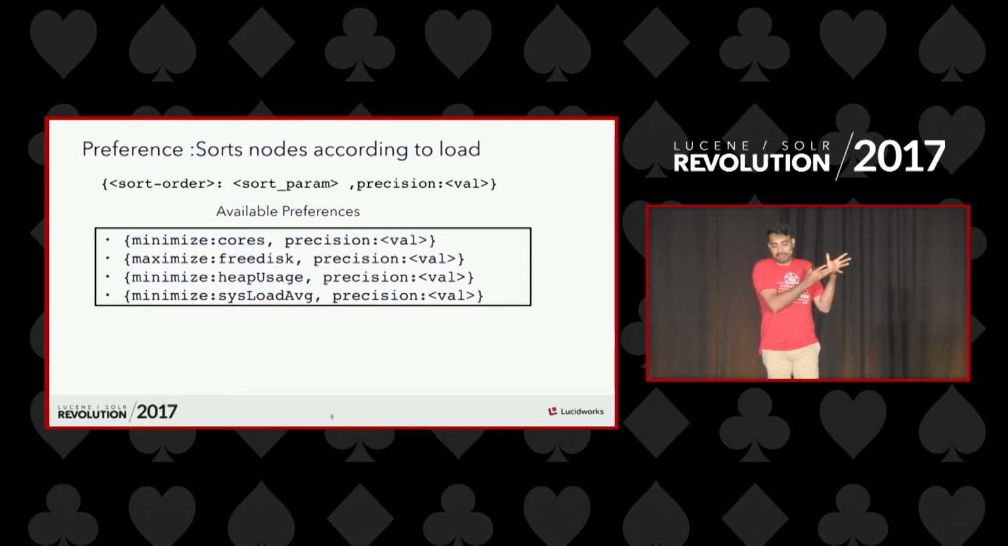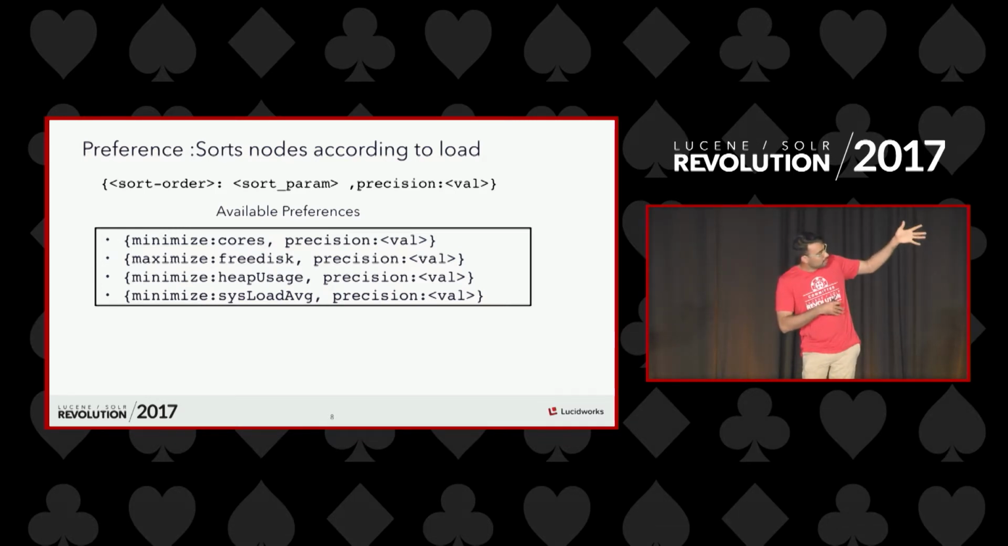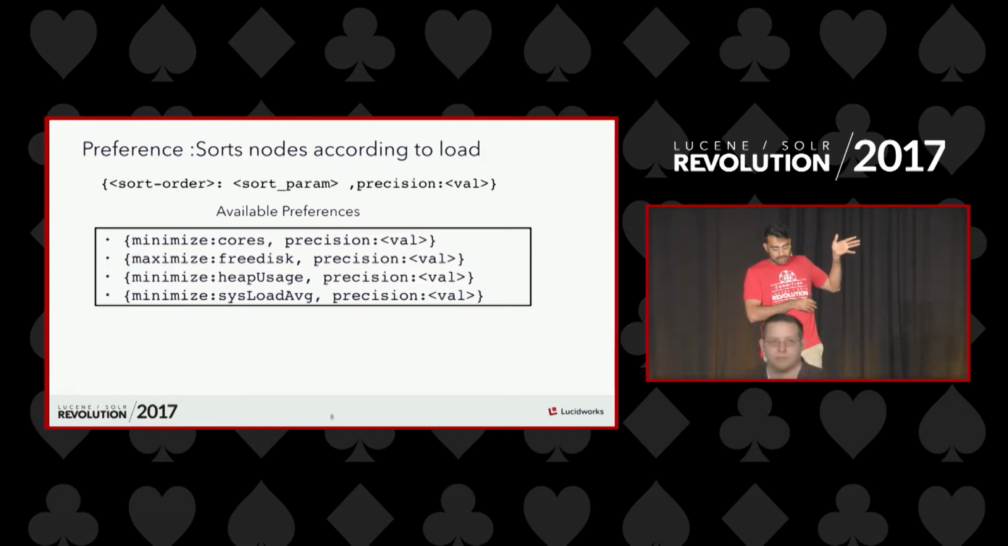So basically, it's a sort parameter for identifying which node is loaded more. And what we can do is only this. We have these 4 different choices. These are the preferences that we have, and you can choose one or more of these, and you can change the order in which they're applied, and you can choose the position value.